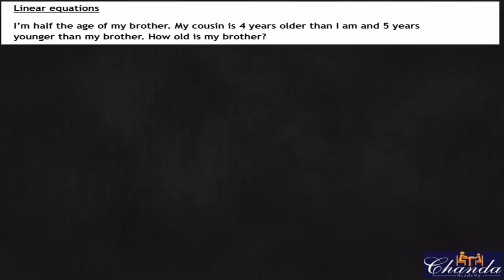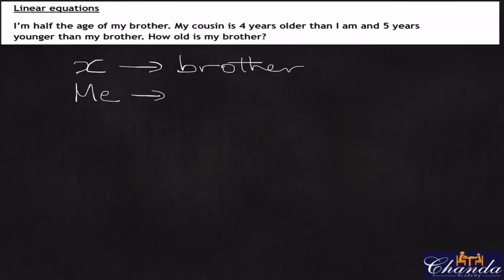Alright, so when it comes to linear equations, guys, we're always going to be dealing with variables, because it's basically an offshoot of algebra. So let's say my brother is X years old, so that can be my brother. My cousin is 4 years older than I am. So I, right here, so this is me, I am half the age of my brother. So I'm basically X divided by 2.